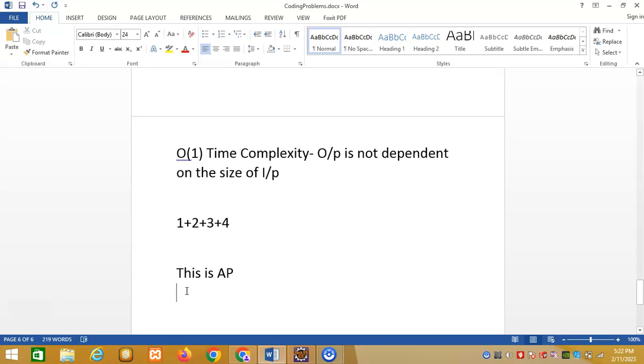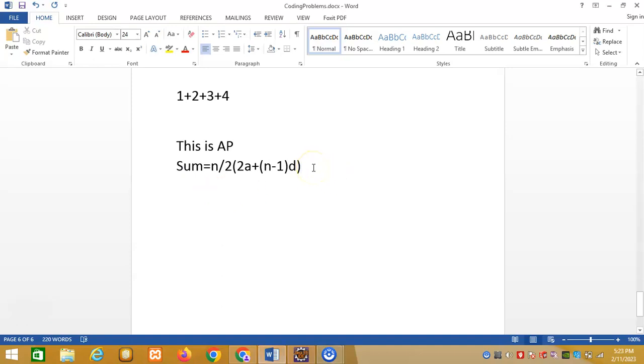To find the sum of an arithmetic series, the formula is n by 2 into (2a plus (n minus 1) d). Here n is our number of terms. How many terms are there? There are 4, so n will be 4. If I had taken the sum of first 10 natural numbers, then n would be 10. So 4 divided by 2.